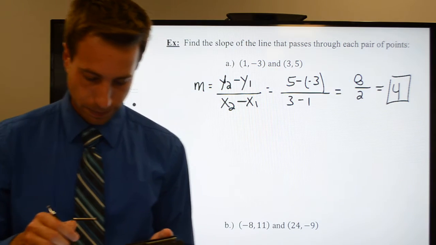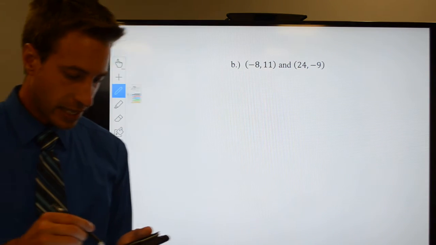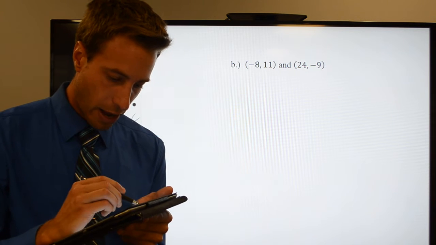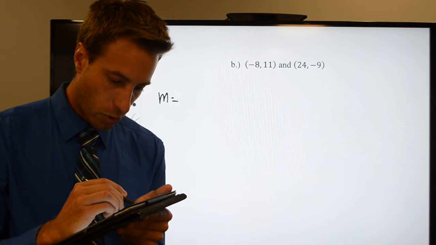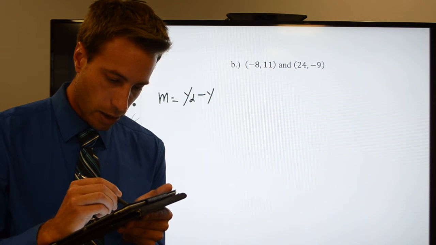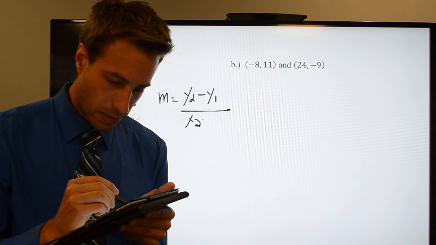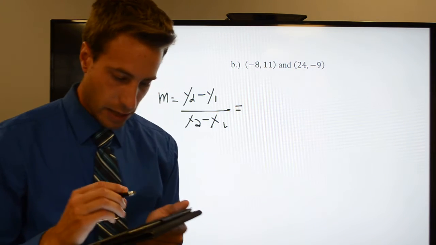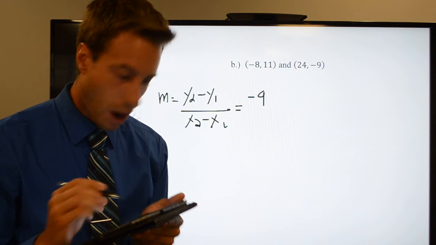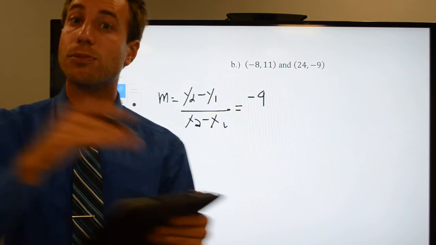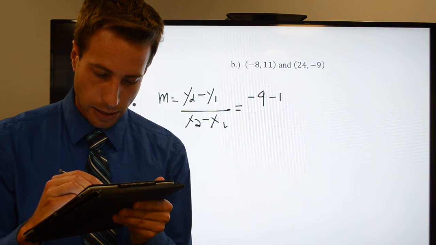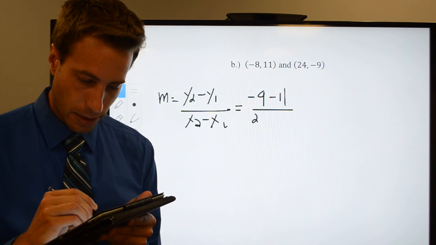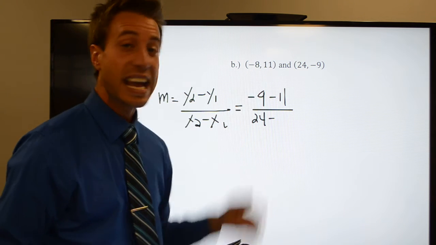Let's try another one. Here we go. We're going to be doing the exact same thing. We need to find the slope. Slope is rise over run. So we are going to have m is equal to y2 minus y1 over x2 minus x1. Let's plug some stuff in. y2, negative 9. y1, positive 11, but I subtract y1, so minus 11. All over x2, 24. Minus a negative 8.